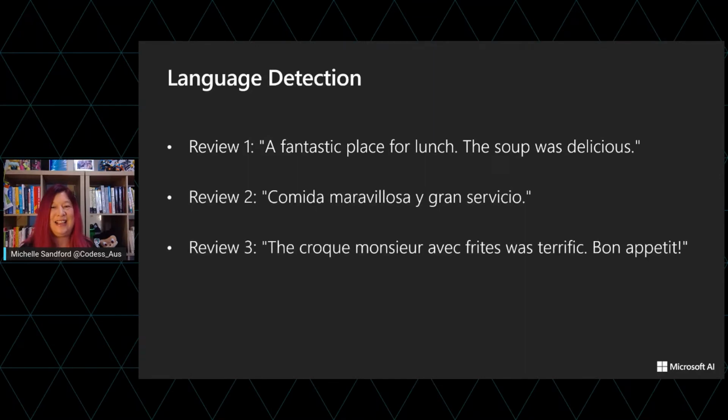Okay, so this is language detection. So review one. Let's imagine all of these things are on the website, of course. In review one, it's saying a fantastic place for lunch. The soup was delicious. Review two, my Spanish is not great. I am not going to give you an opportunity to mock my accent by attempting to read that out loud. And then review three, the croque monsieur avec frites was terrific. Bon appetit. As I say that, I realise the accent there was appalling.